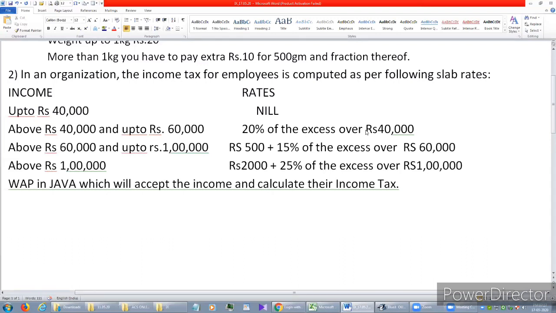That means what? If an employee earns 50,000, now my question is for Shankolon. Shankolon, if I earn 50,000, what do I have to pay as tax? Sir, we first subtract the 40,000 from 50,000. We get 10,000, and then we calculate 20% of it. Exactly. This is the main concept of excess over. Everyone, did you get it? 20% of the excess over 40,000.